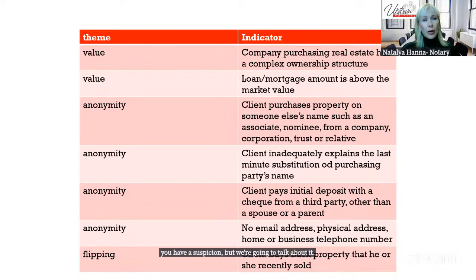But those are the following examples. Another one: loan or mortgage amount is above the market value. Client purchases property in someone else's name as an associate, nominee, company, corporation, trust, or relative, and those are third parties, obviously, and those could be quite complex structures. Client can't really explain the last-minute substitution of the purchasing party's name.